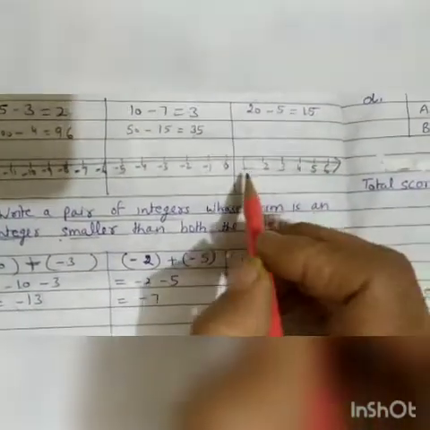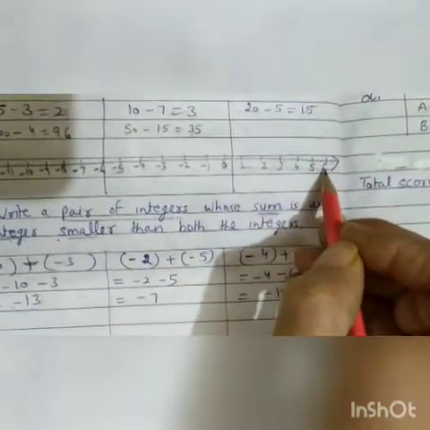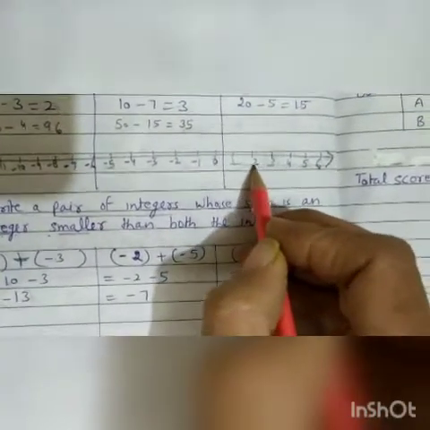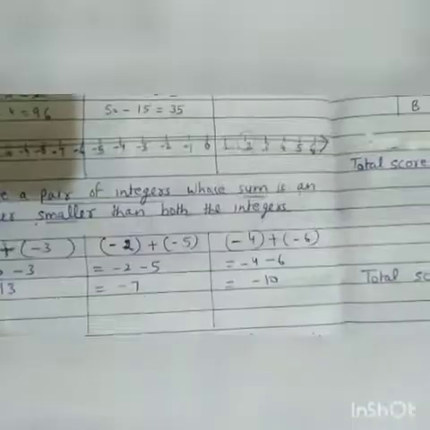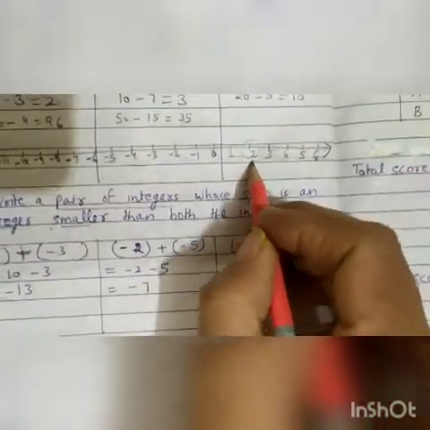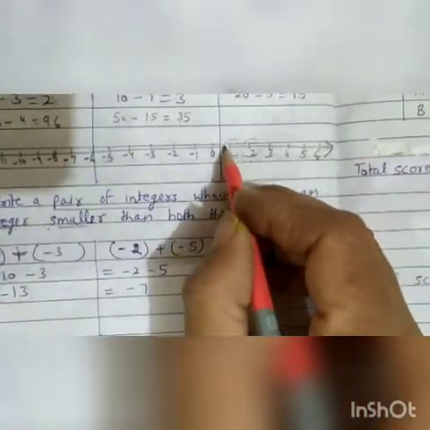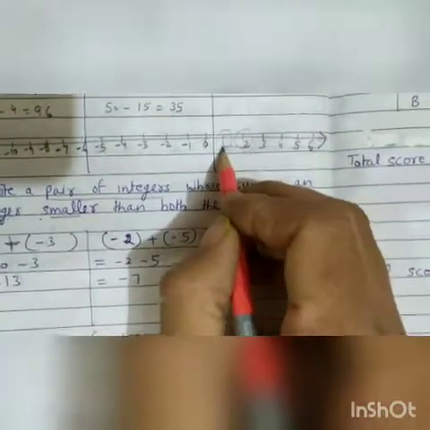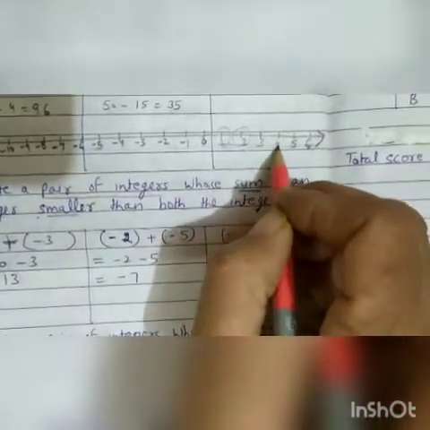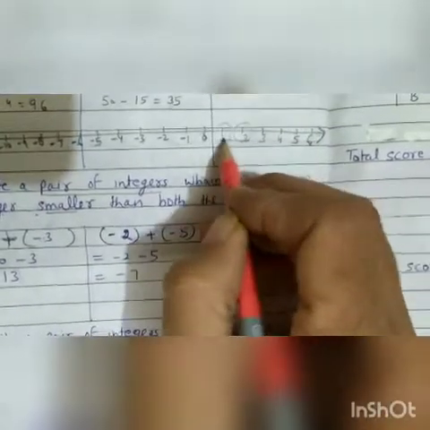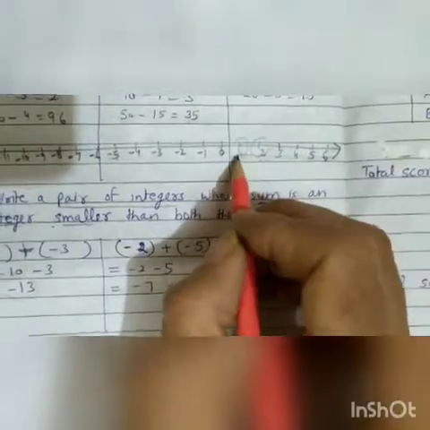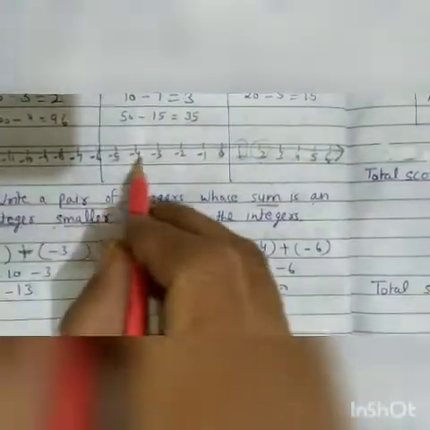See here. If we start to move from 6, we are moving to left side. Suppose we reach 2, or we reach 1. See, 1 is smaller than 6, 1 is smaller than 5, 1 is smaller than 4, 1 is smaller than 3, 1 is smaller than 2. But 1 is greater than all these numbers.